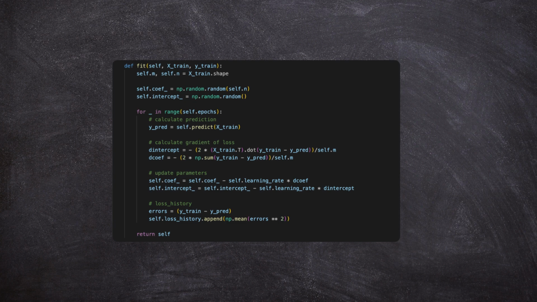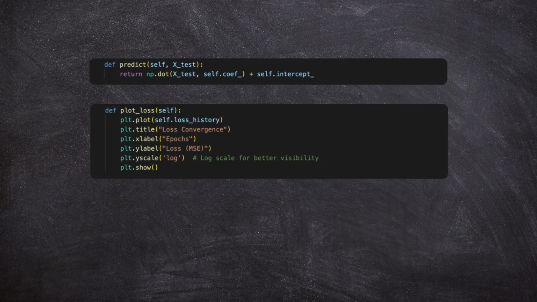Next, we loop over the training process for a specified number of epochs. In each epoch, we calculate the predicted output, y_pred, by calling the predict method. Then, we compute the gradient of the loss with respect to the intercept and coefficients. Finally, we update the parameters by subtracting the gradients scaled by the learning rate. We also record the loss at each step, so we can monitor the progress and make sure the model is improving.